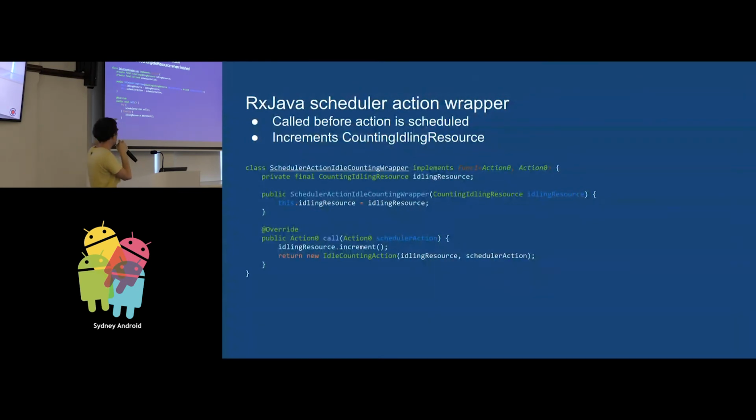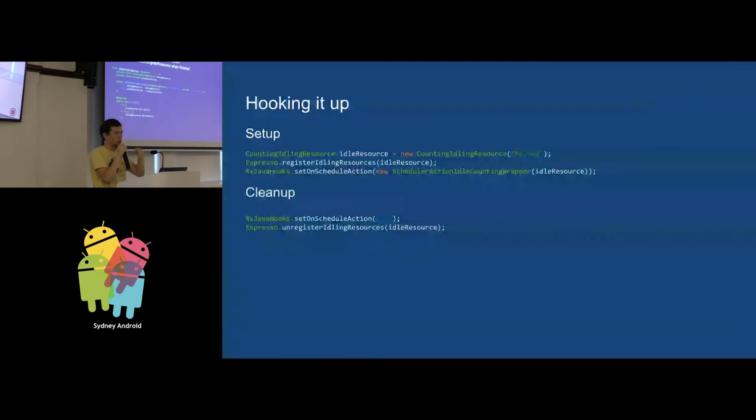So what we're going to do is create our own action that, when it's actually being called and finishes, we decrement our counting idle resource, which is an idle resource. I don't want to get into it, and I've really run out of time. So this is one part.